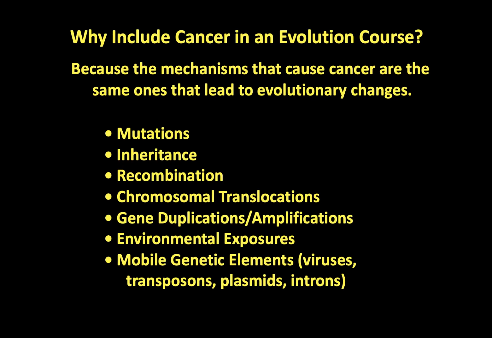You might be wondering why I include cancer in an evolution course, and it's primarily because the mechanisms that cause cancer are the same ones that lead to many evolutionary changes. So this includes mutations, inheritance of those mutations, recombination events, some of which cause chromosomal translocations, gene duplications and amplifications, environmental exposures, and then mobile genetic elements such as viruses, transposons, plasmids, and introns.